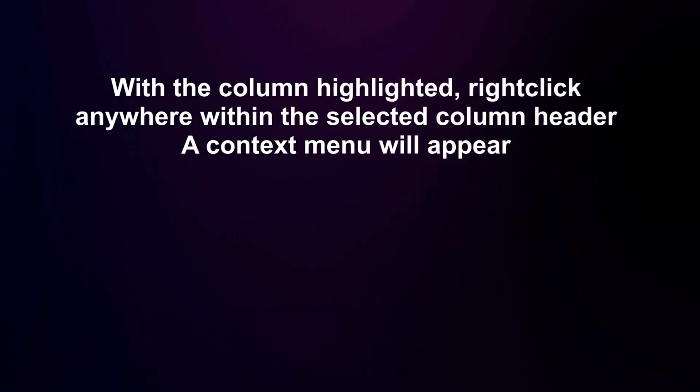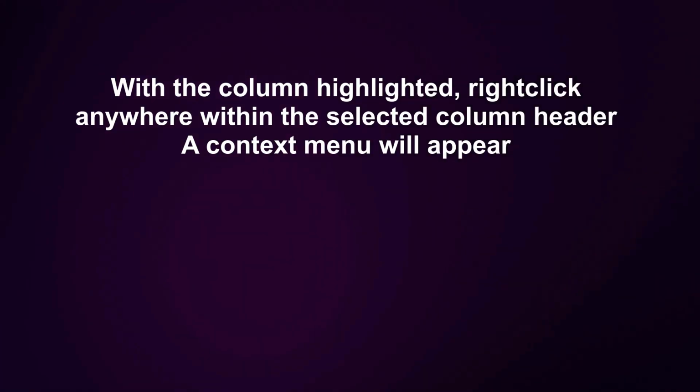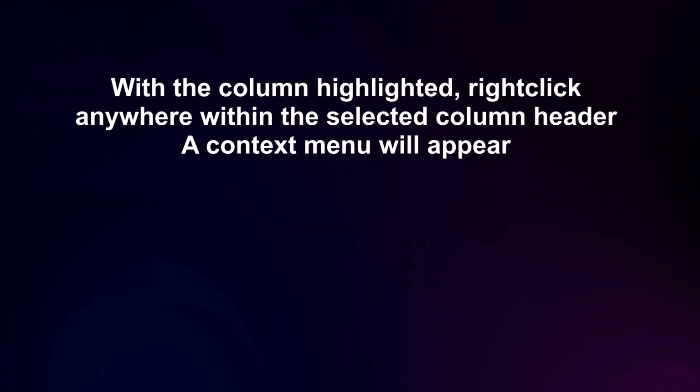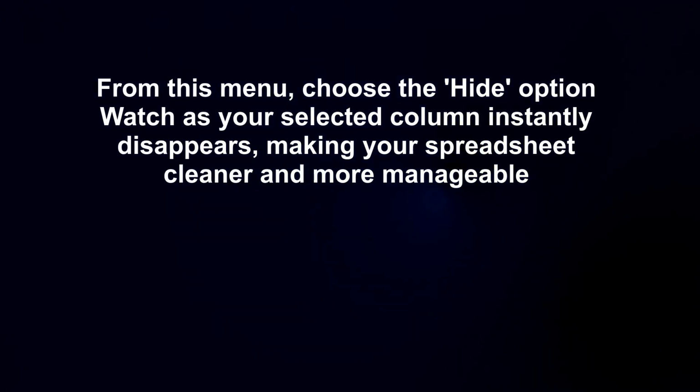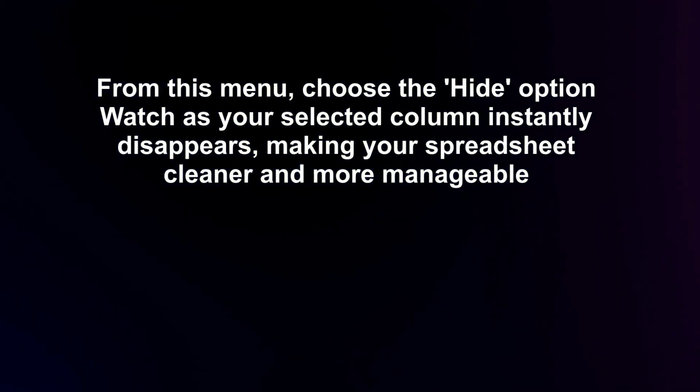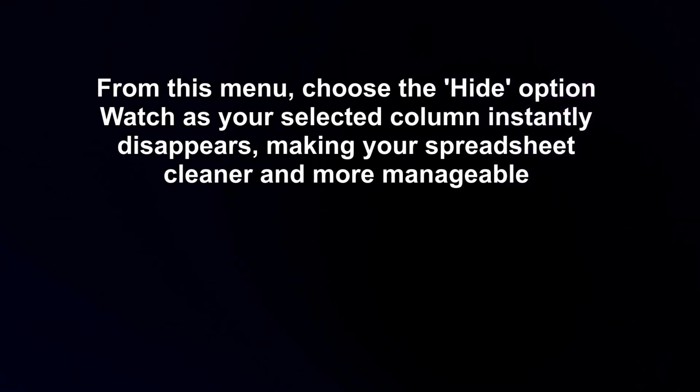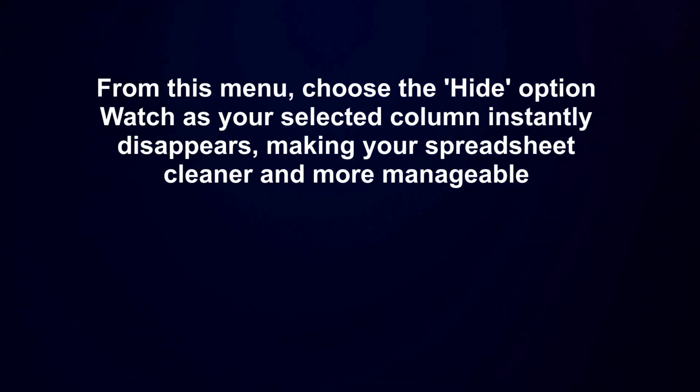With the column highlighted, right-click anywhere within the selected column header. A context menu will appear. From this menu, choose the Hide option. Watch as your selected column instantly disappears, making your spreadsheet cleaner and more manageable.